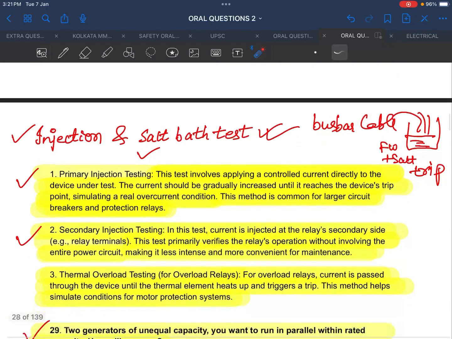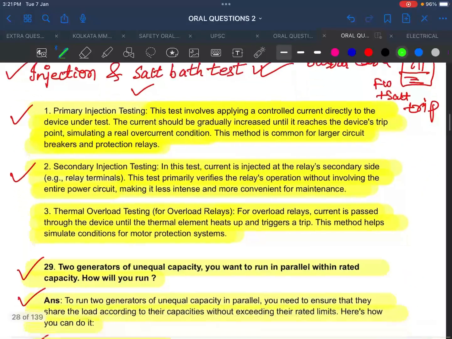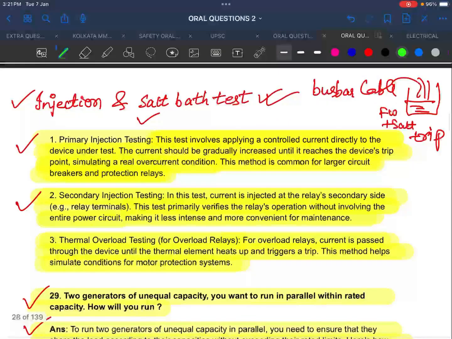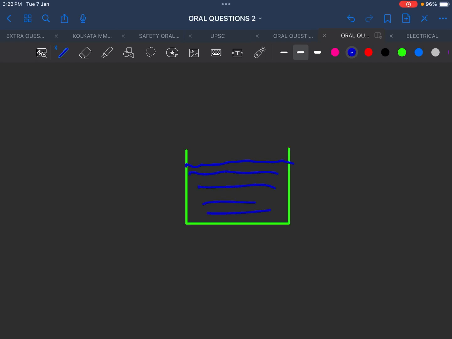What is the primary injection method? In this we are not doing anything special. We take a beaker. Let's suppose we take a beaker. I will just explain here. What we are doing? We take a beaker, and in this beaker we fill fresh water. Okay, this is the fresh water.